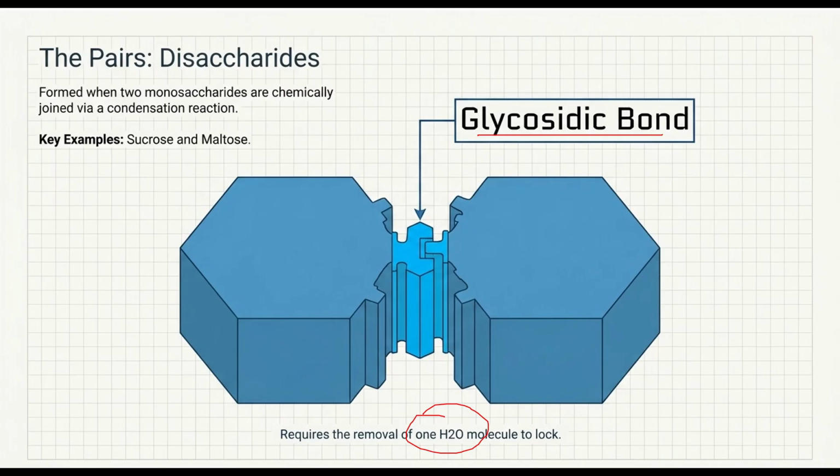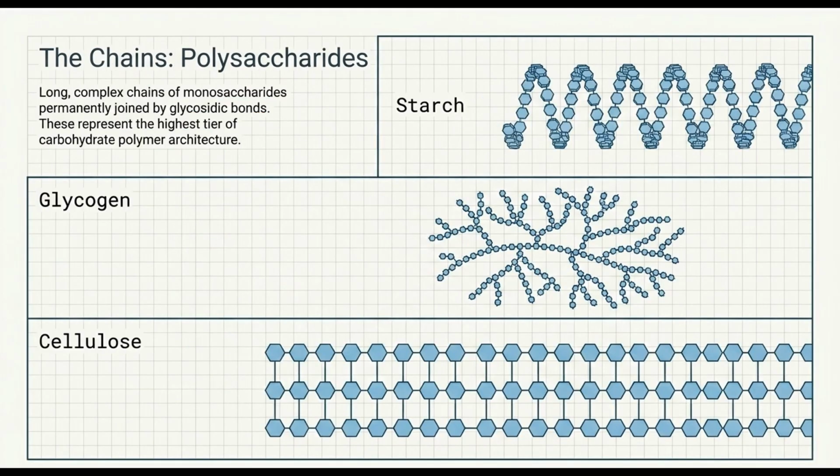So these molecules act as intermediate carbohydrate structures before forming large polysaccharides. Okay. What were the examples we mentioned? Sucrose and maltose. And they are formed when two monosaccharides are chemically joined via a condensation reaction. Okay. So the basic things. And now to the polysaccharides.